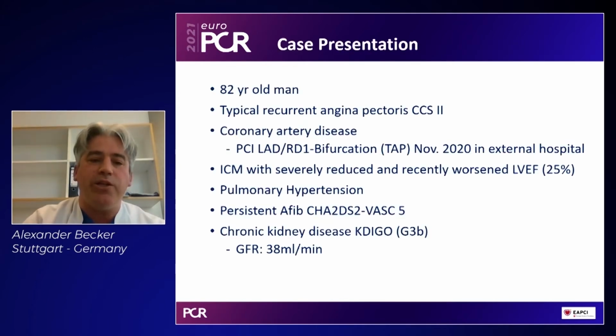So we had an 82-year-old man presenting with typical angina. He suffered from severe coronary artery disease with a previous PCI of the LAD RD1 bifurcation in an external hospital. He has an ischemic cardiomyopathy with a reduced and recently worsened LV function, and he also has pulmonary hypertension, persistent AFib, and a chronic kidney disease with an eGFR of 38. So I think everybody can agree that this is a patient where we really want to use as little contrast dye as possible.